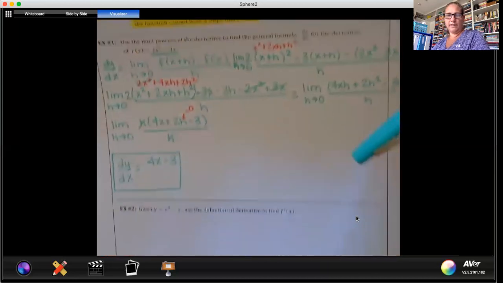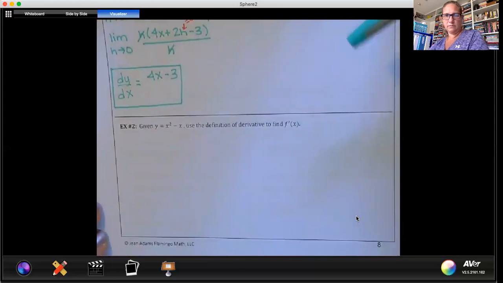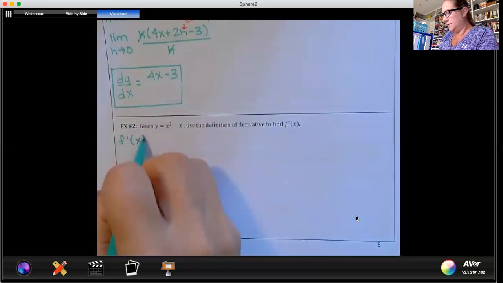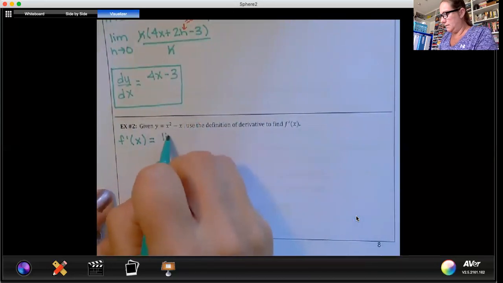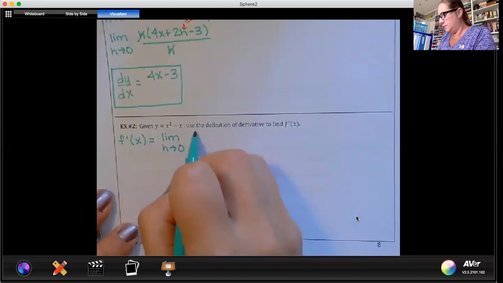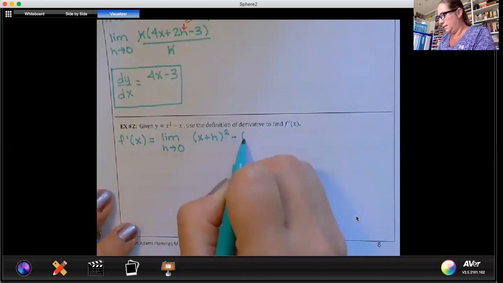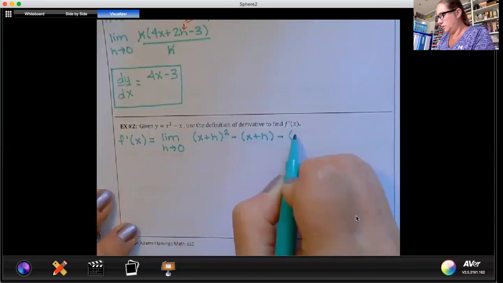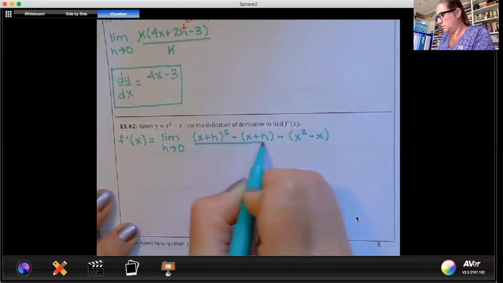If you would like to try example 2 on your own, we're going to do the same thing. You're welcome to pause the video. This time we're using f prime of x notation. It does not matter. They all mean the same thing. The limit as h approaches 0 of x plus h squared minus x plus h, and then minus your function, x squared minus x, all over h.